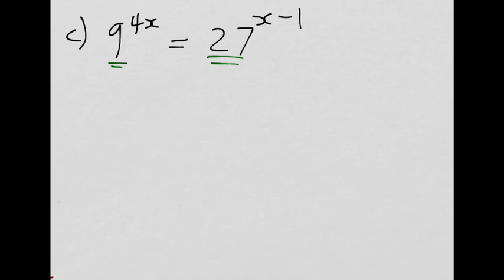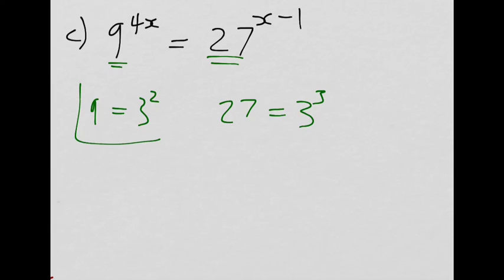So what could I change 9 to make it a base of 3? 9 equals 3 to the power of what? 2. So would you add the 2 and the 4 together? You would multiply them. Okay, what about 27? Can I write that as a power of 3? Yeah, 3 to the power of 3. Good. Okay, so I'm going to make these two substitutions in the left side and right sides respectively.